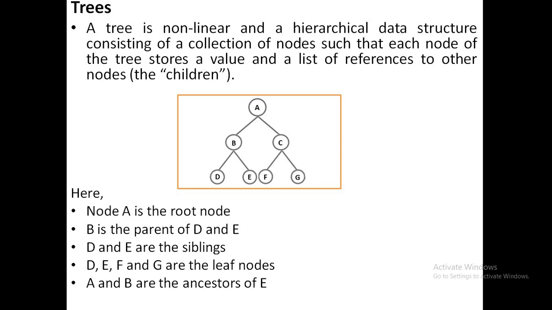Here node D and node E are sibling nodes, and node F and node G are sibling nodes. Node D, node E, node F and node G are also called leaf nodes. And A and B are the ancestors of node E. Similarly, A and C are the ancestors of node F or G.